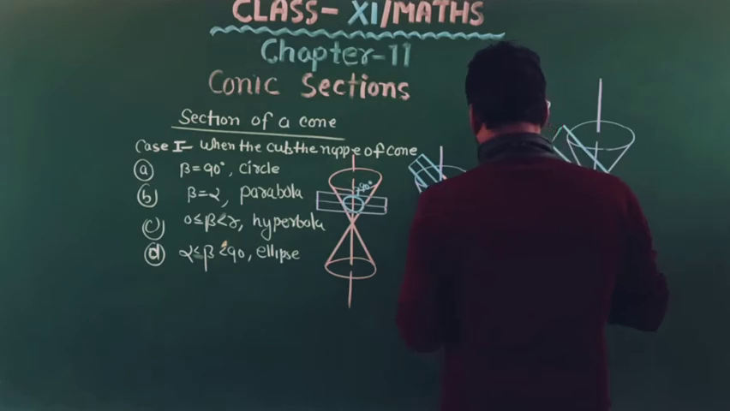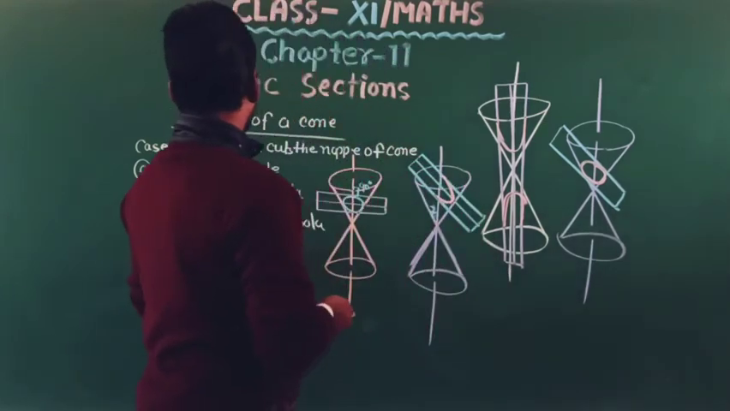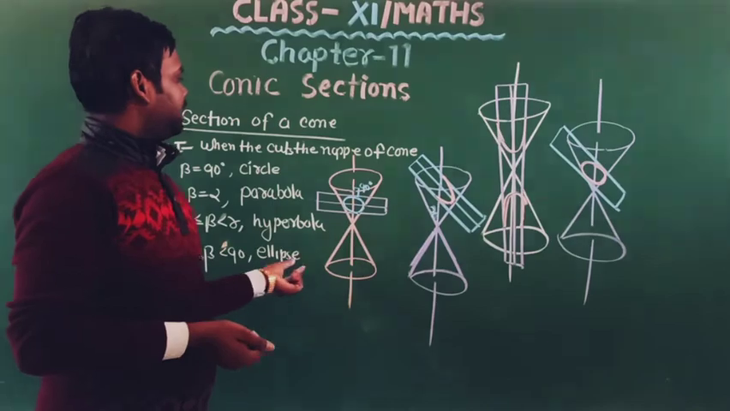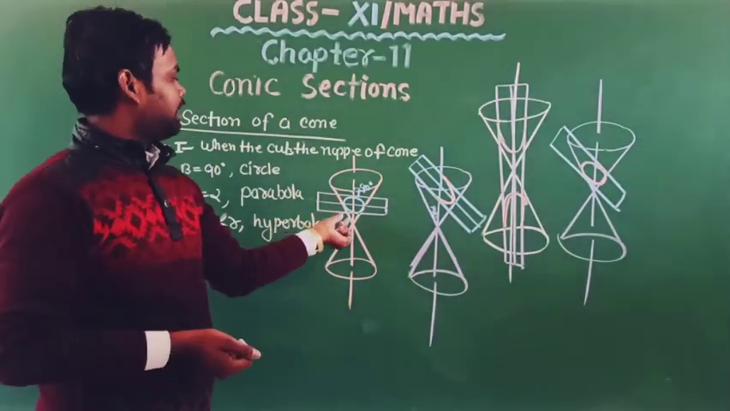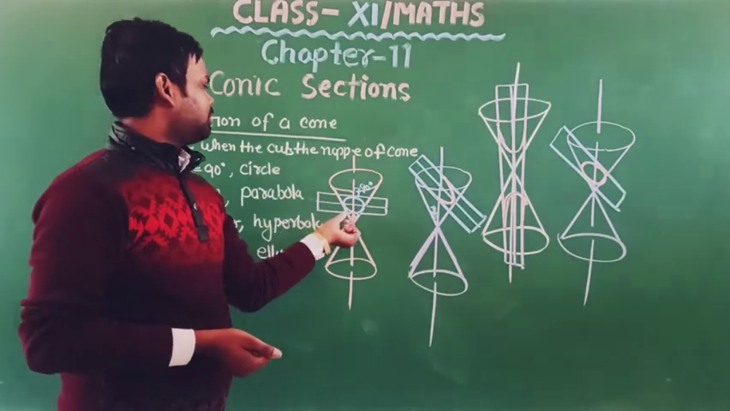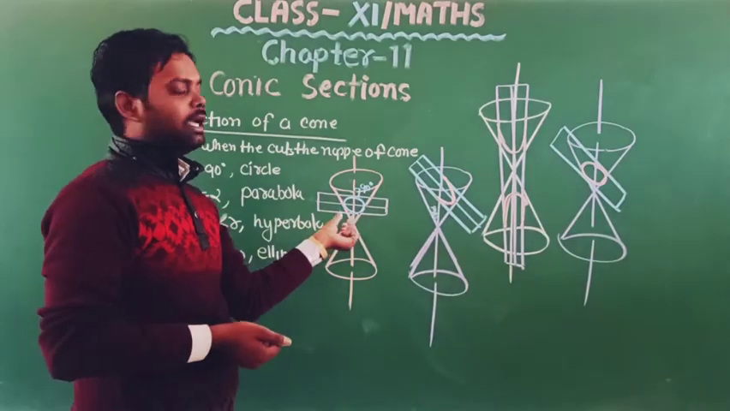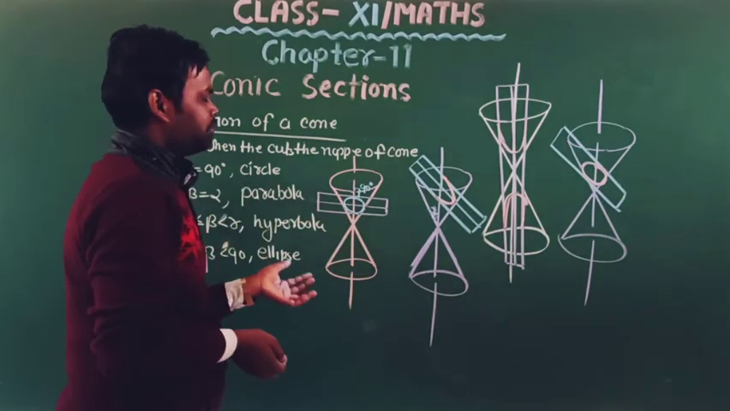Here the section obtained is called an ellipse. So these are the different forms of section obtained when a plane cuts the surface of the double right hollow cone at different angles, that is circle, parabola, hyperbola and ellipse.